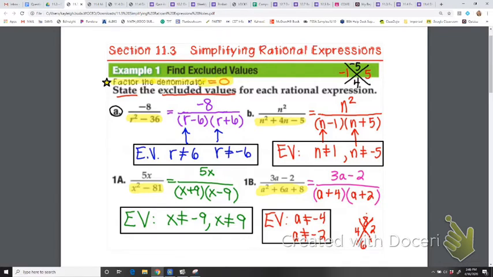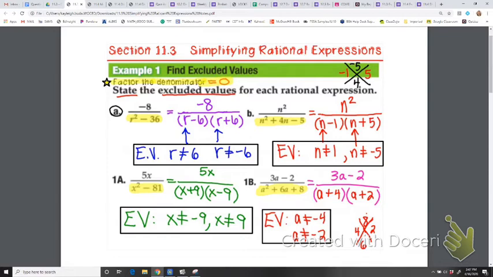Otherwise, it is undefined. So in these problems, we're going to state the excluded values for each rational expression, meaning what values can the denominator not be that would make it into 0. On most of these questions, you might need to factor the denominator first. Sometimes it's already factored for you, which is nice. But on all of these 4 examples, we need to factor first and then set the denominator equal to 0.